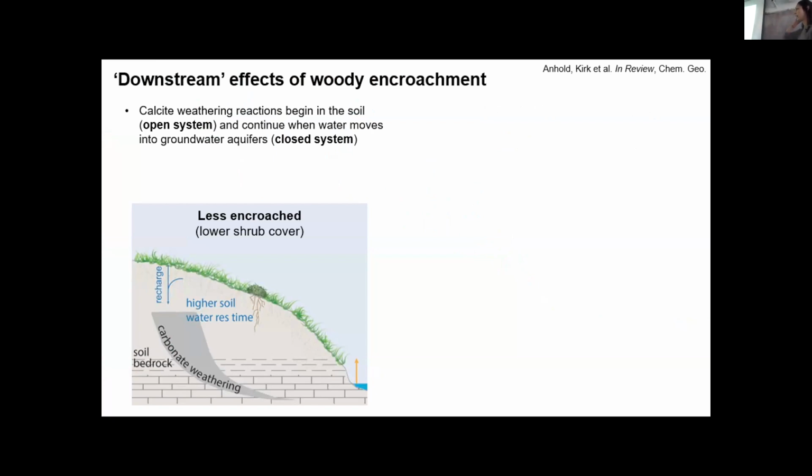And so the story here that they're finding is that as water moves through the soil and down into the bedrock and the aquifers, calcite weathering is happening all along the way because you have bedrock fragments in the soil that can be weathered, and then the water moves gradually down into the groundwater. And so in areas that mostly have grass cover and are less encroached, the water moves relatively slowly through the soil profile and eventually makes it into groundwater. And a lot of that weathering process actually happens in the soil, and the water is closer to equilibrium by the time it makes it into those groundwater bedrock aquifers.